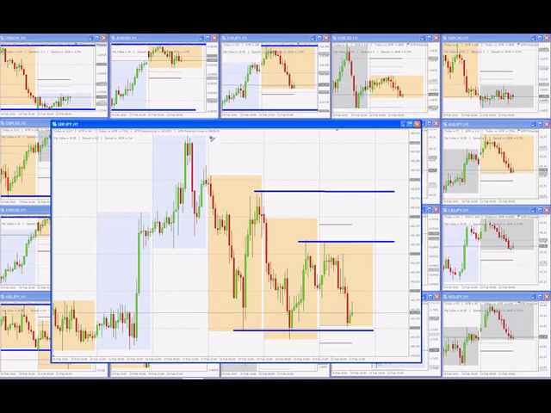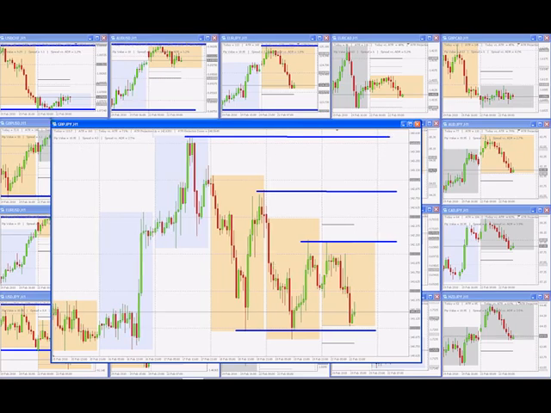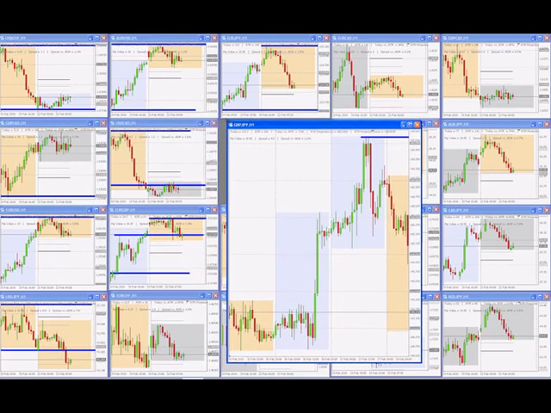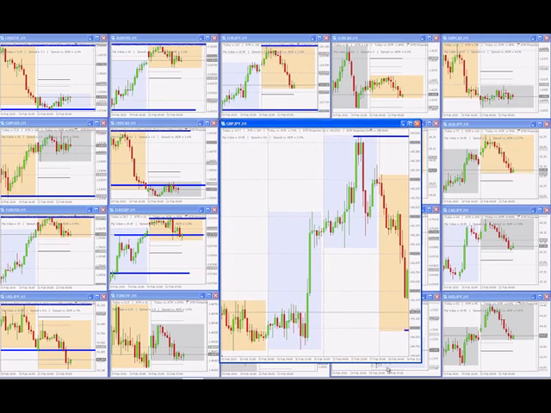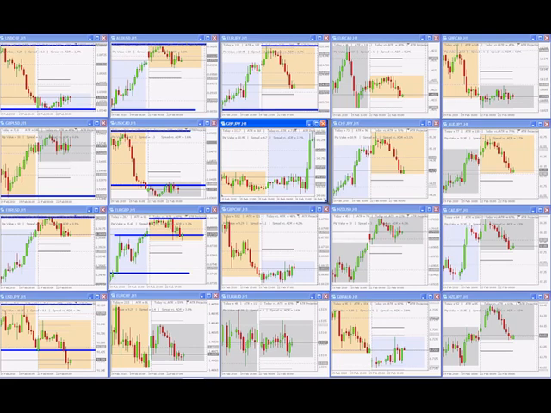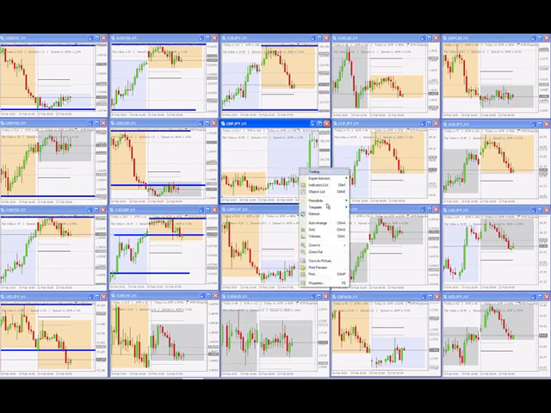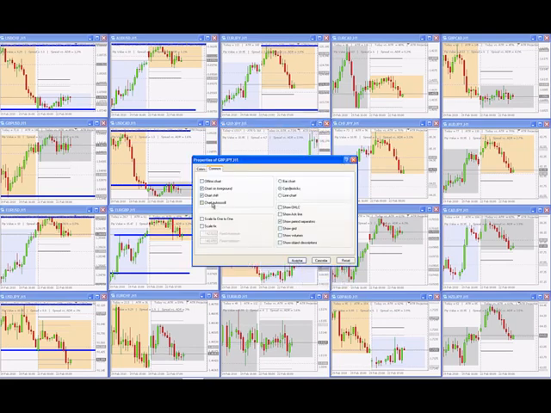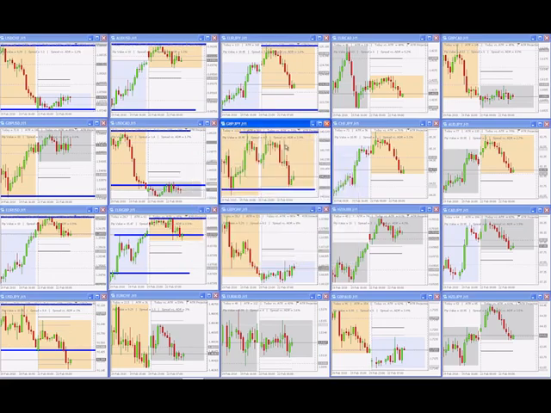Okay, there goes one line, and there goes another line. And, well, the job is done for the GBP, the sterling pound, against the Japanese yen. Let's put it back in place. All right, and now let me switch the auto scroll feature back on.